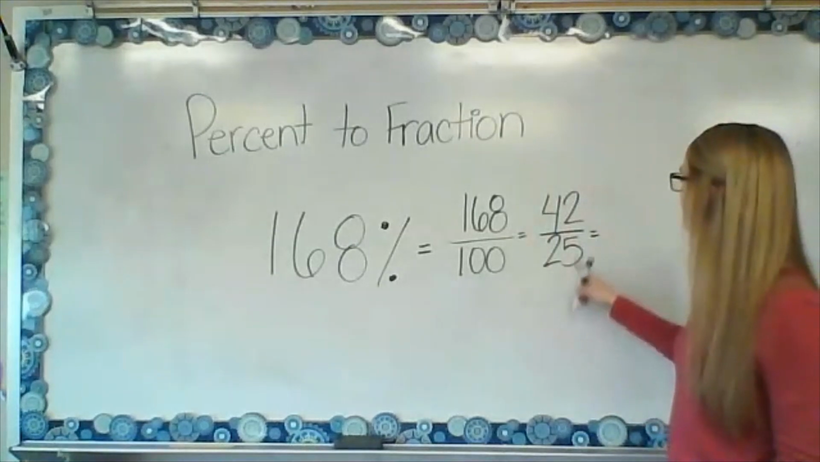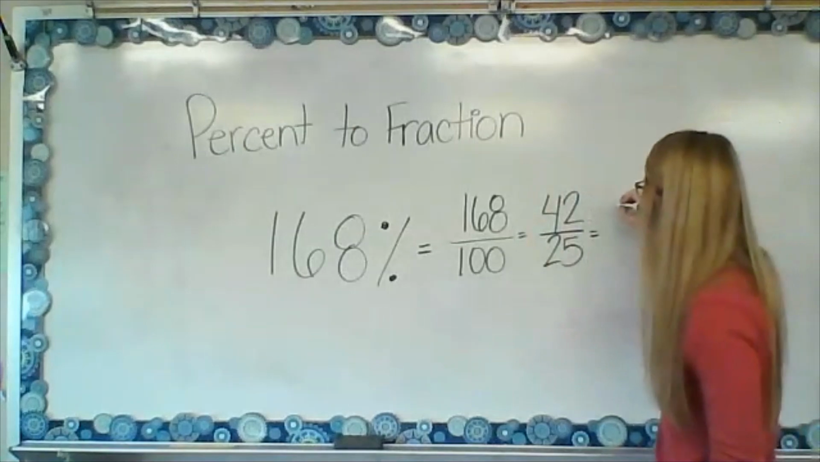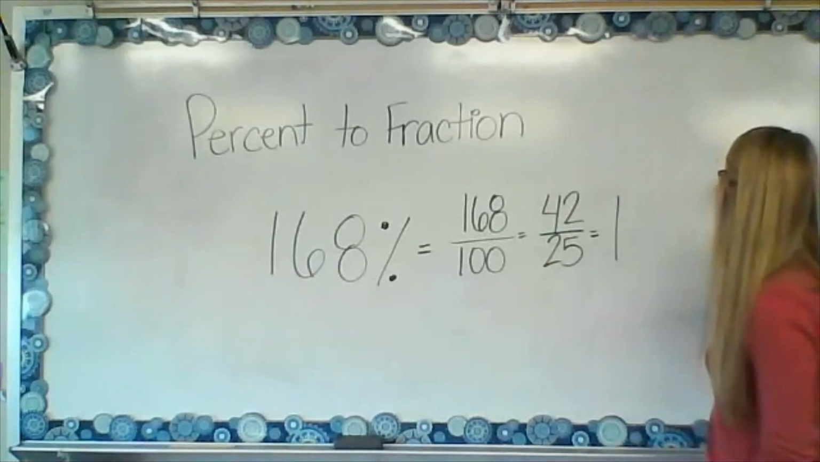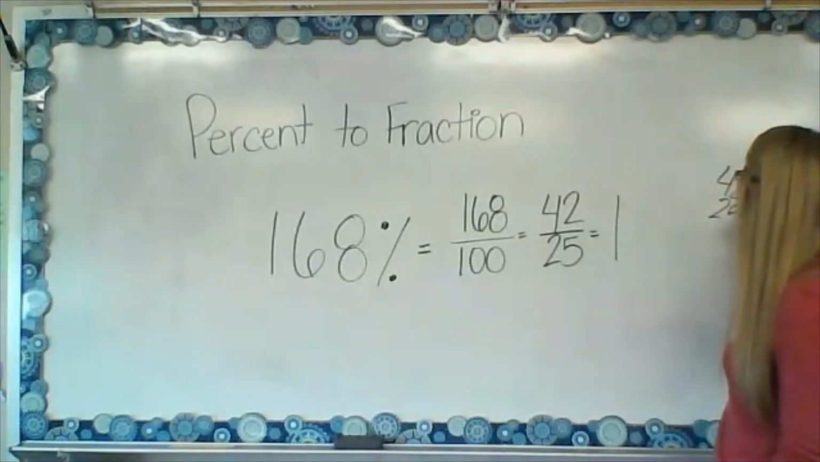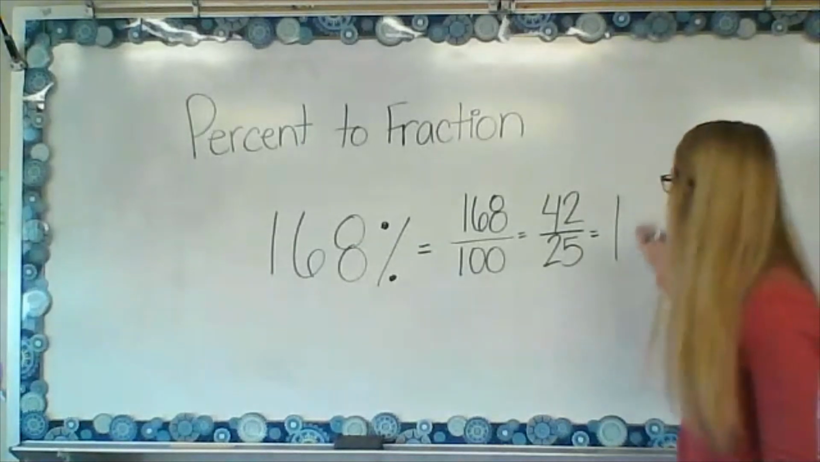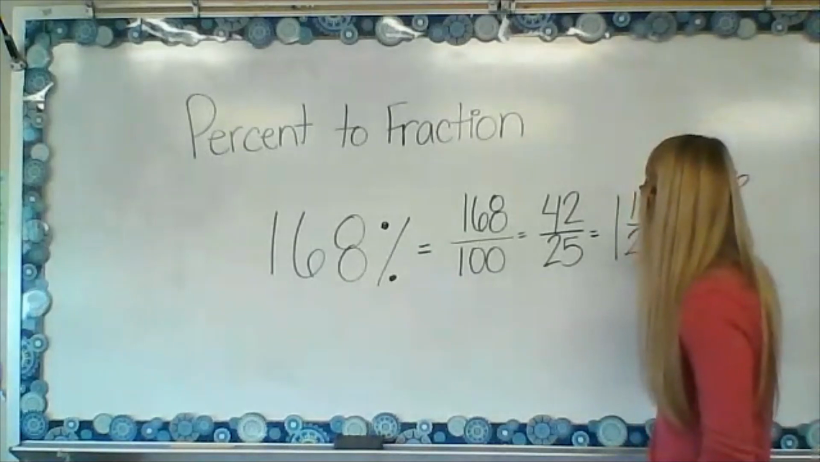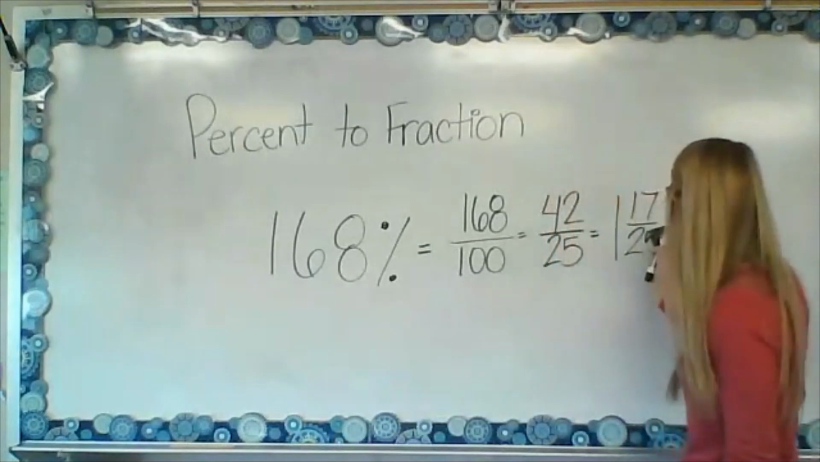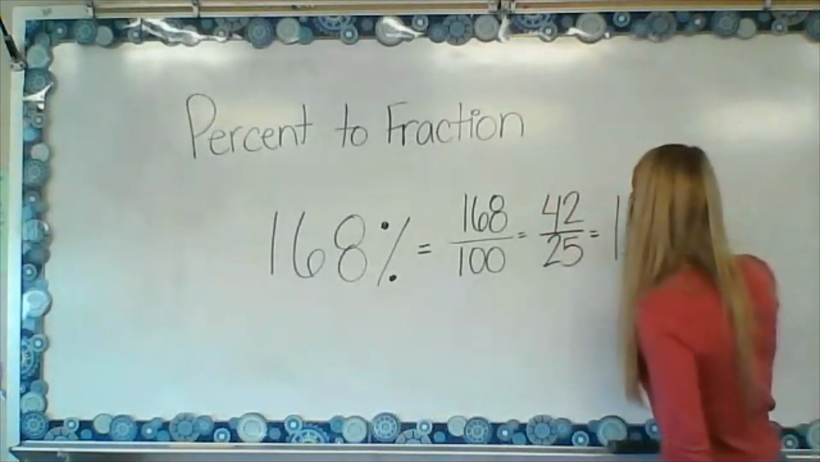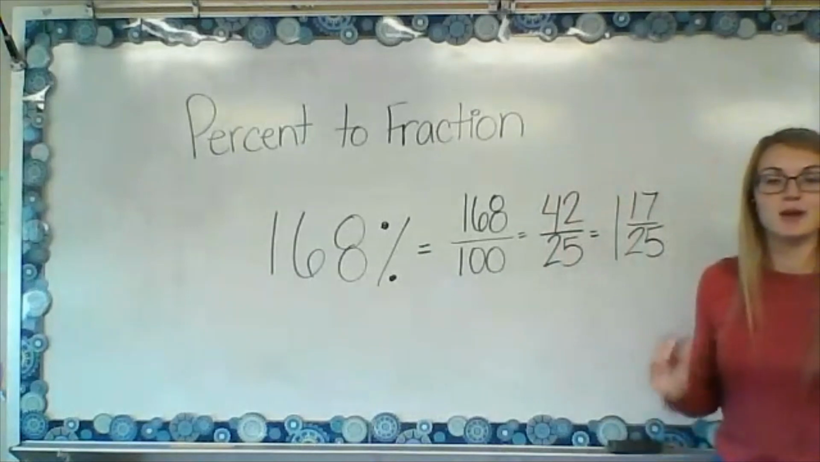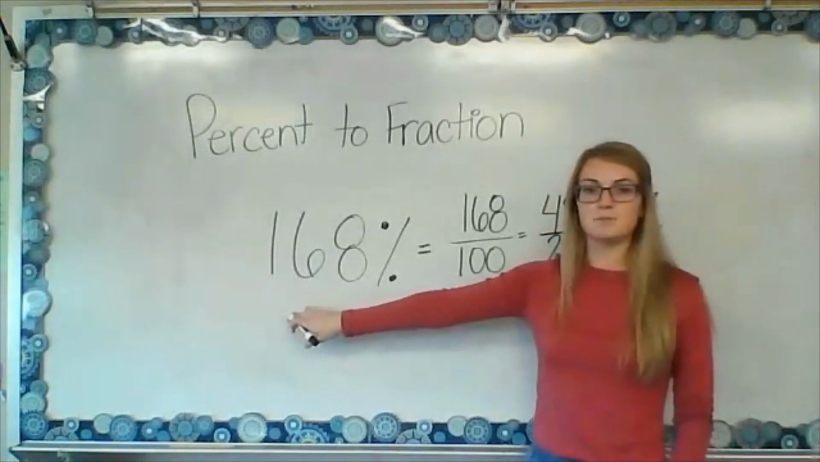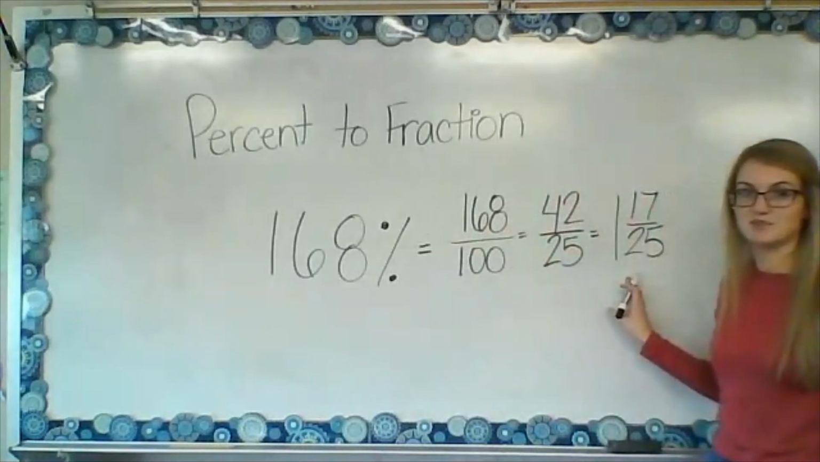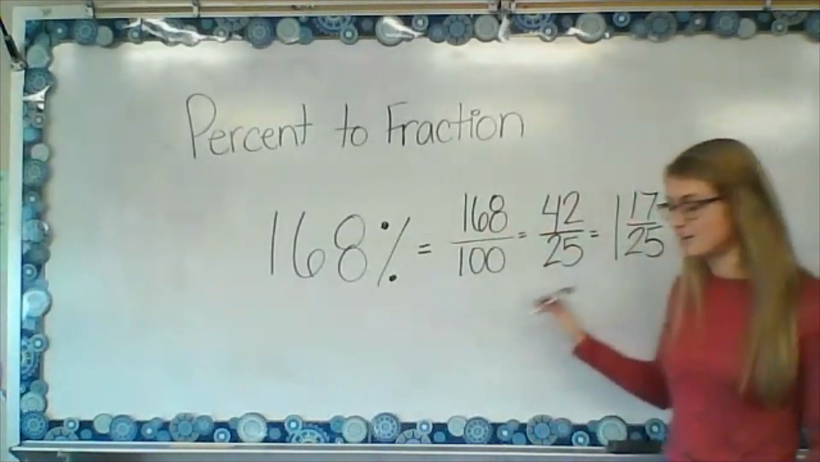How many times does 25 go into 42? Once. And if I subtract that, 42 minus 25, right? Do your math off to the side. You're going to get 17 over 25. Ooh, that's a funky looking 5. Hold on, let me fix that. Much better. All right. So now my final answer, 168% is 1 and 17/25.